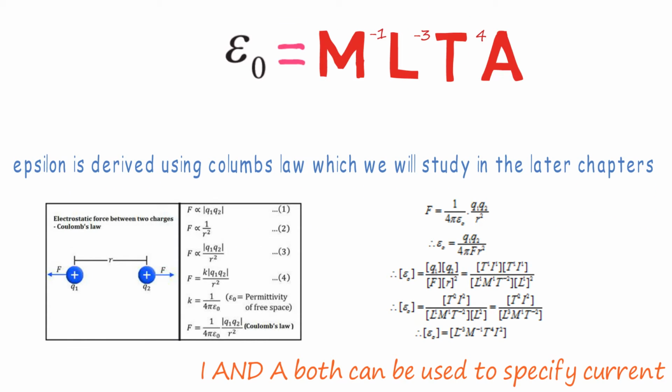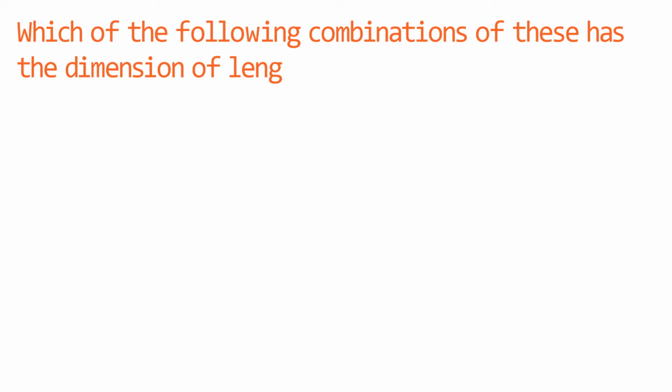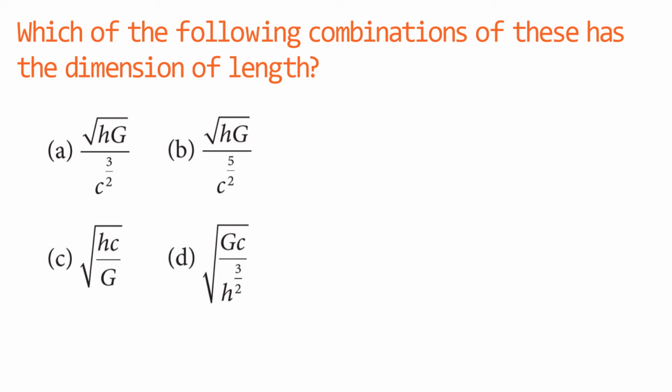And there you have it. The answer is velocity. Moving on to the 11th question. Which of the following combinations of these has the dimension of length? So there is no other way, we have to check every combination and try to solve it.